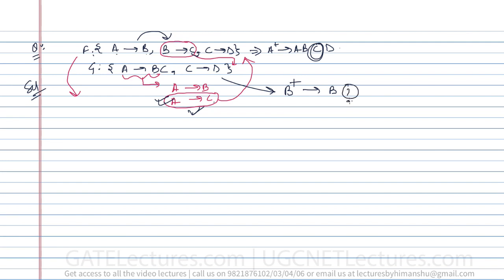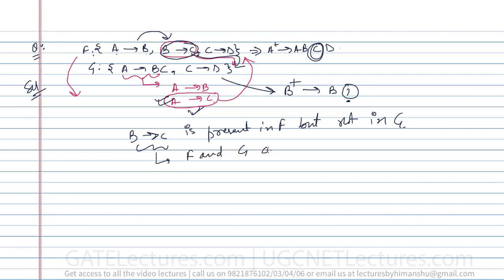We cannot derive C in any case. Therefore this is a functional dependency which is present in F but not in G. So B derives G is present in F but not in G. This B derives G is a functional dependency which says that F and G are not equivalent in this case.